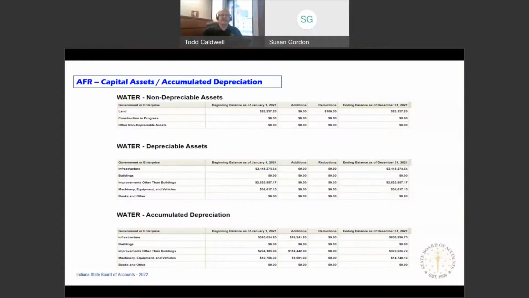The next slide just shows the same thing for one of your utilities, so it's going to be no different. You've got non-depreciable assets, depreciable assets, and your accumulated depreciation. And I just selected the water utility. The unit that I took this from had other utilities, but I just wanted to look at the water. No additions to assets during the year. But again, at the bottom, you can see we have additions to the accumulated depreciation, because even though we didn't buy any new assets in the year, the ones that we had are still depreciating. We're still taking 1 year of depreciation for 2021, and that goes in the additions column under accumulated depreciation.